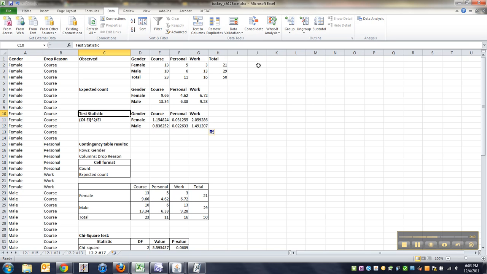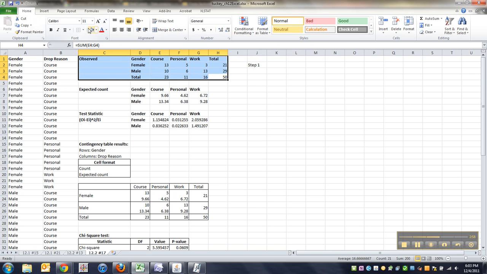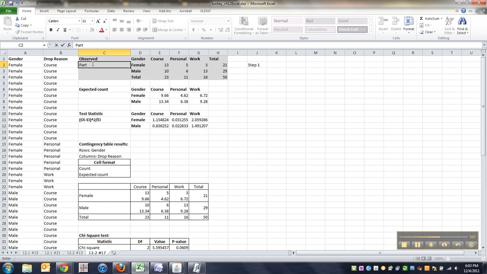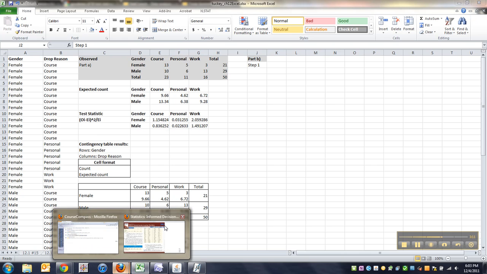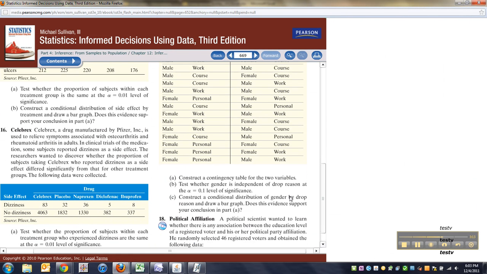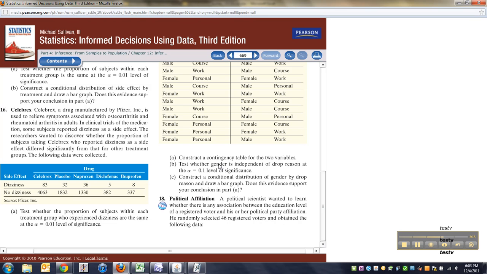Speaking of which, we're going to need a null and alternative hypothesis, don't you think? Because I bet you, okay, so this part right here was what they asked for in part A. So I better highlight it so that way the teacher knows that I know what that was. So this is part A. Okay, then for part B, I'm betting they're going to have us conduct a hypothesis test because that's just how they are. Let's look and see. Yep, test whether the gender is independent of drop reason at the alpha equals 0.10 level of significance.